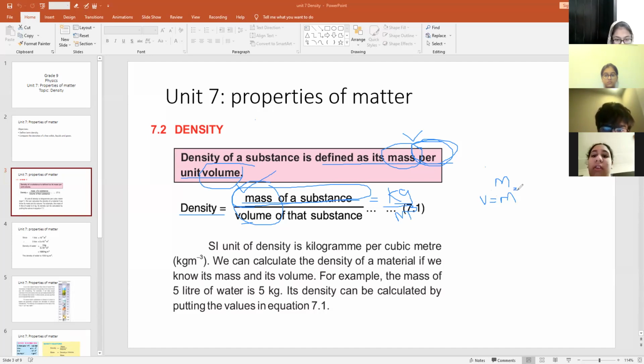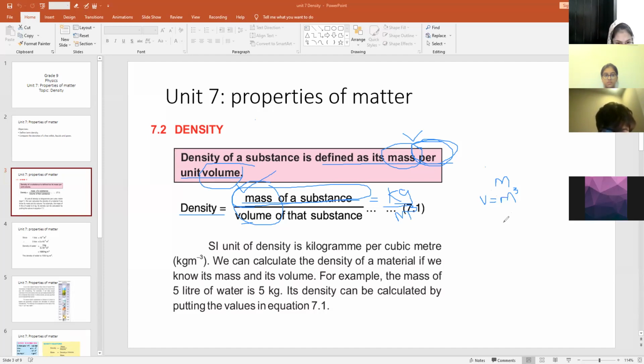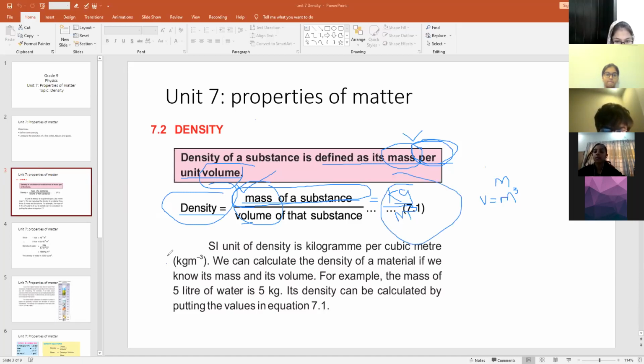Sometimes you can also calculate the volume in liter. You can also calculate the volume in centimeter cube. But the base unit and the SI unit that we have to use for volume is meter cube. For mass, we have kg, and for volume, we have meter cube. So the unit for density will be kg per meter cube. So this is the SI unit for density. We have derived this unit from the base units. The base unit for mass is kg, and the base unit for volume is meter cube. So for density, we get kg per meter cube.